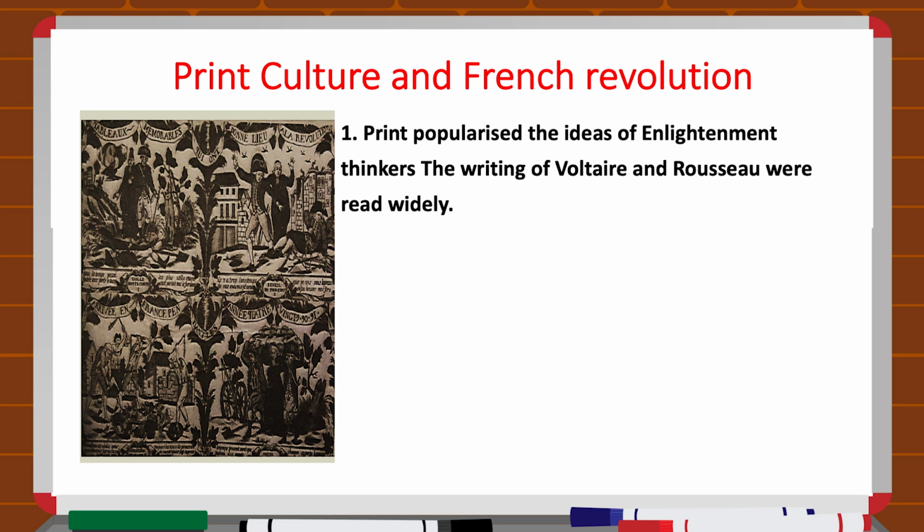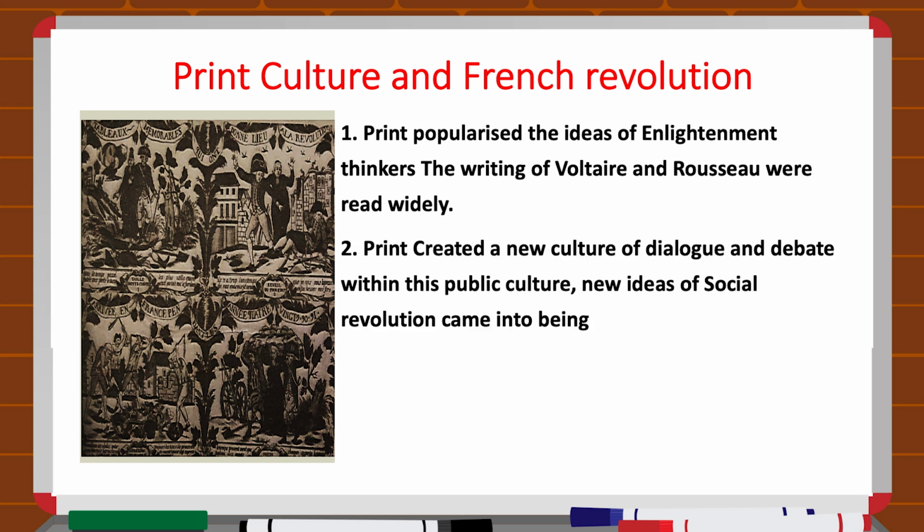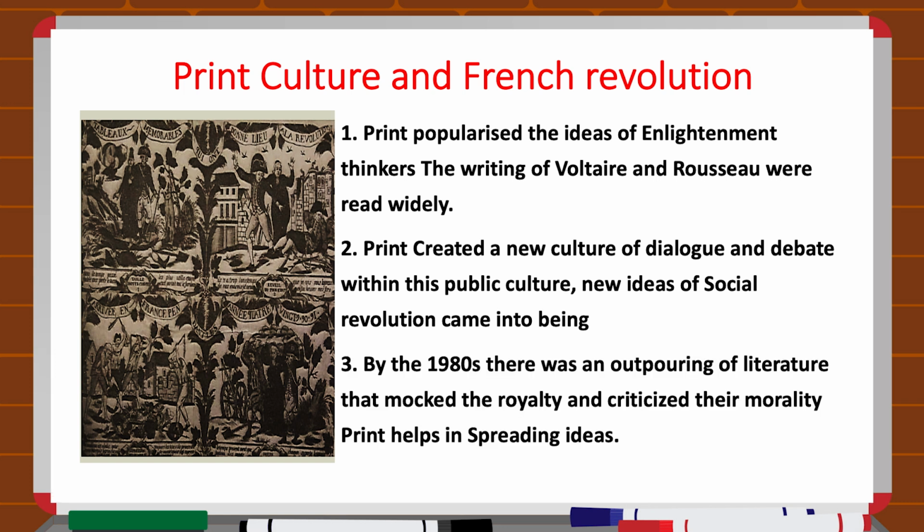People saw the world through the eyes of those who were questioning critically and rationally. Print created a new culture of dialogue and debate. Within this public culture, new ideas of social revolution came into being. By the 1780s, there was an outpouring of literature that mocked the royalty and criticized their morality. Print helps in spreading ideas. People accepted some ideas and rejected others and interpreted things in their own way. Print did not directly shape their minds, but it did open up the possibility of thinking differently.